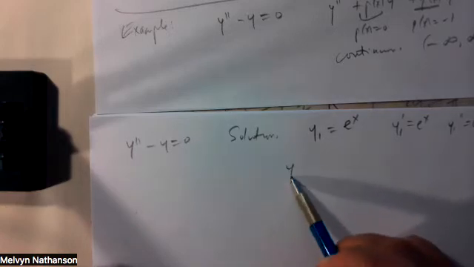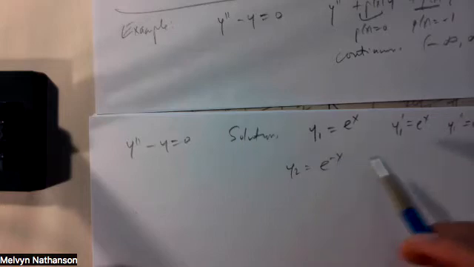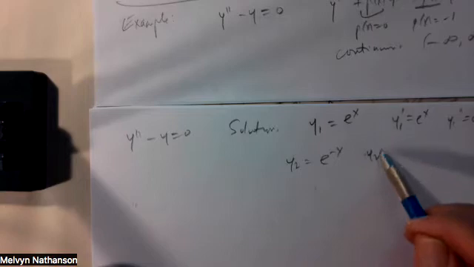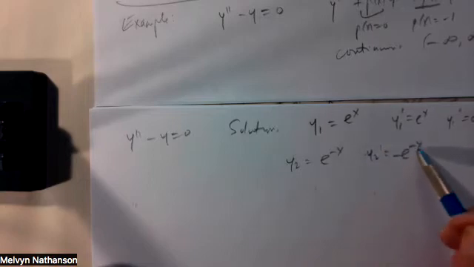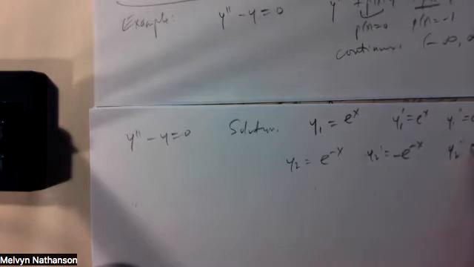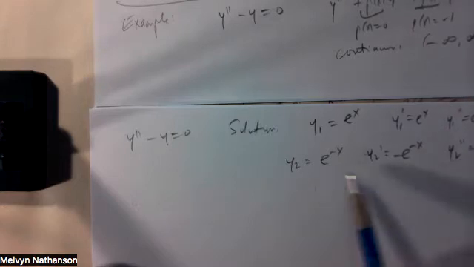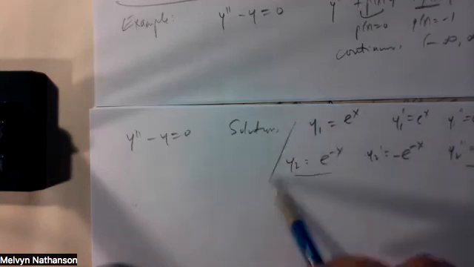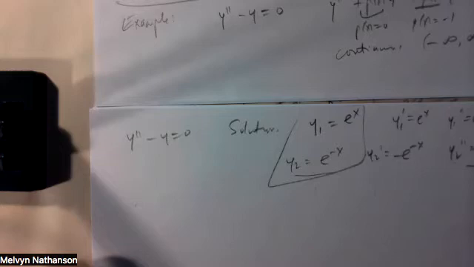Another solution is y2 equals e to the minus x. If you differentiate this once, you get y2 prime is minus e to the minus x. If you differentiate a second time, y2 double prime, minus times minus is plus e to the minus x. And y2 double prime minus y2, again, is 0 because these are the same thing. So here we have two different solutions of this differential equation.